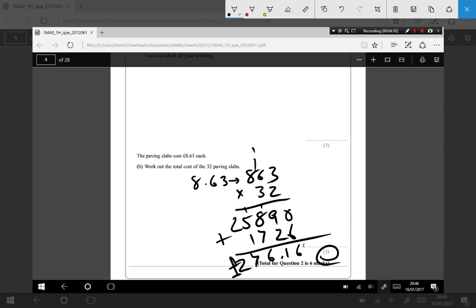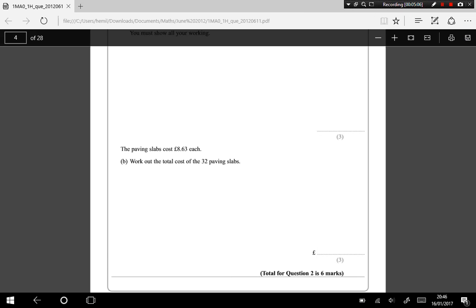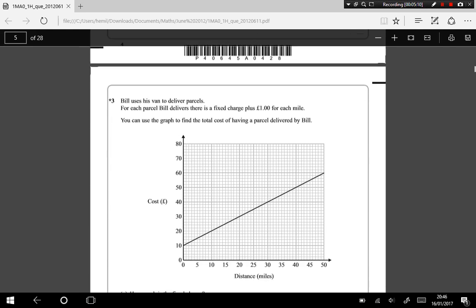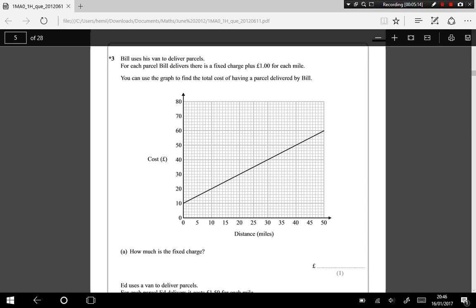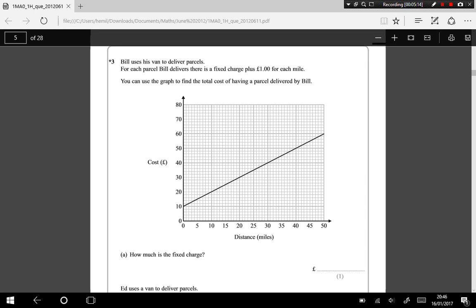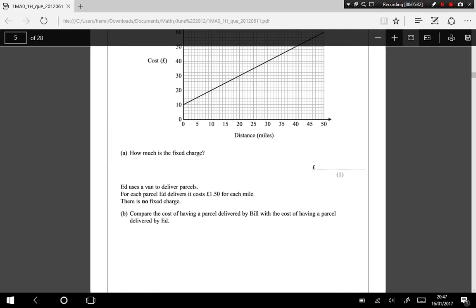And in these questions, they're generally just throwing you the marks, so make sure you take those marks, because it will accumulate for a lot afterwards. So for this question, I'm not going to really bother. How much is the fixed charge? So now, the fixed charge is where the point is 0 miles, because the fixed charge is the charge that remains even if you don't travel a single mile, and that's 10. So the answer is literally 10 for this question. 10. Now time to head to the next one.